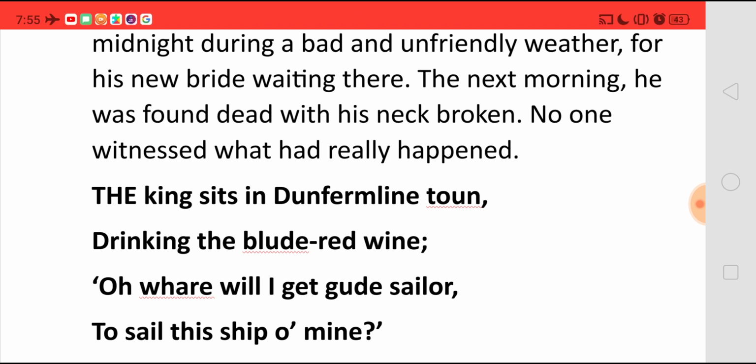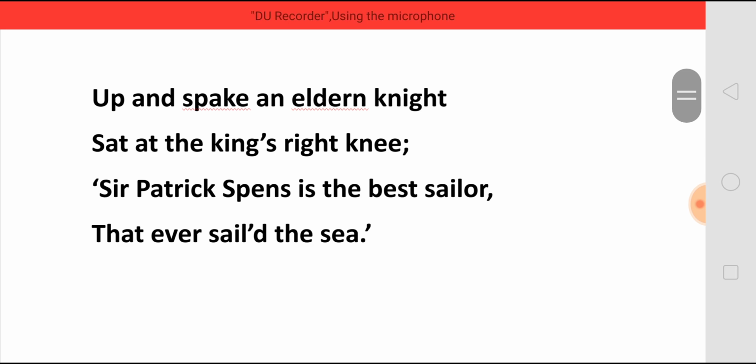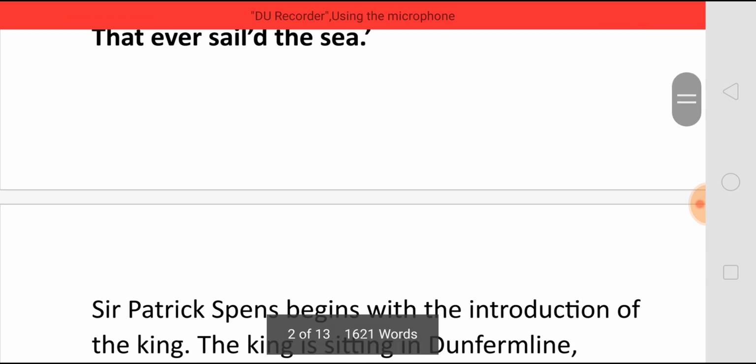Now, the ballad goes like this. The king sits in Dunfermline town, drinking the blood red wine. Oh, where will I get a good sailor to sail this ship of mine? Up and spoke an elder knight, sat at the king's right knee. Sir Patrick Spens is the best sailor that ever sailed the sea.